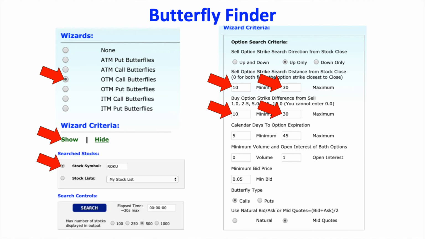Once you've done that, plug in your stock symbol. In our case, it was Roku. Click your search button and then move through the results in the same way that I just showed you.